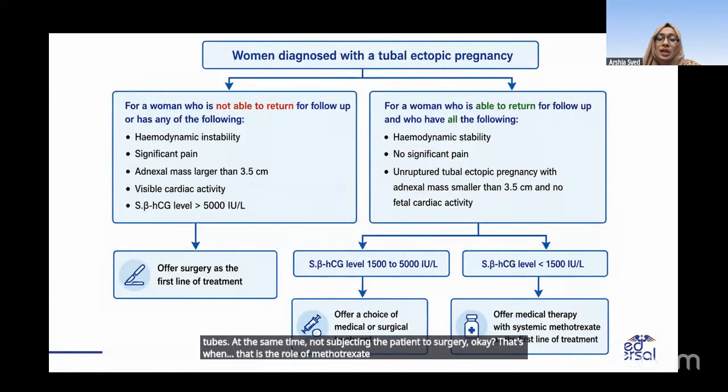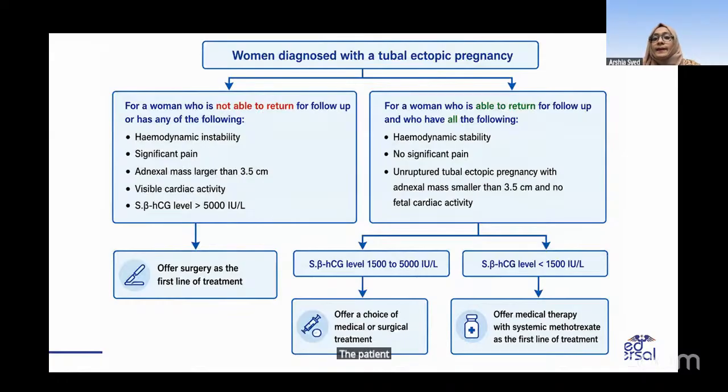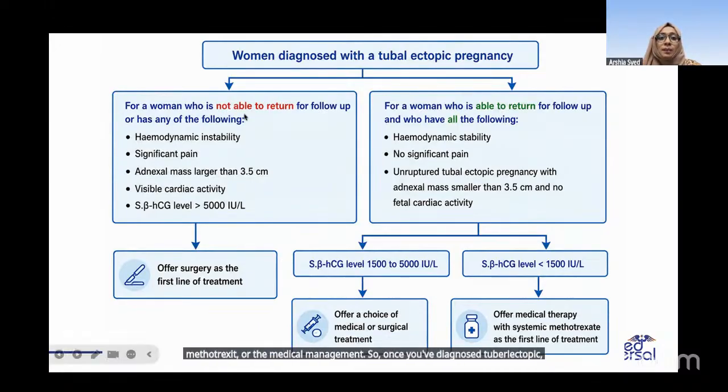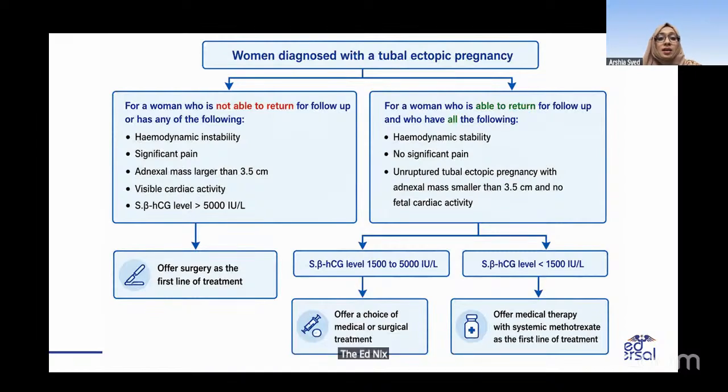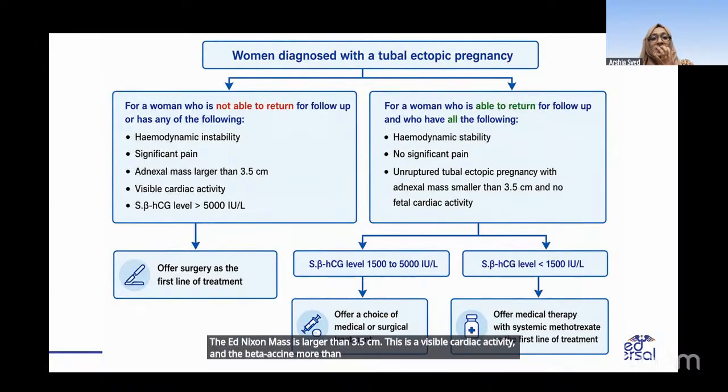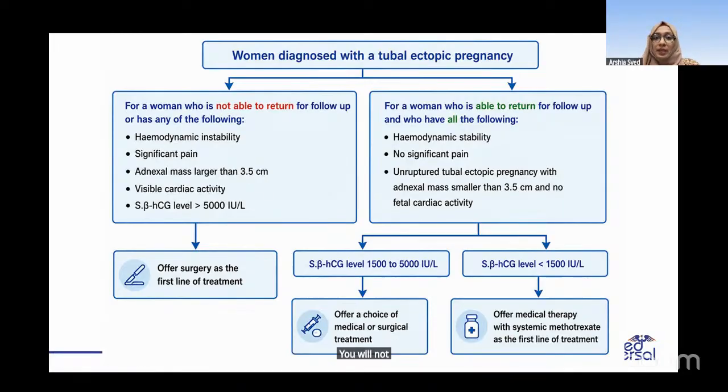So how do you choose the patient for offering her methotrexate or the medical management? Once you've diagnosed tubal ectopic, if the patient is not able to return for follow-up, the patient is hemodynamically unstable, she has significant pain, the adnexal mass is larger than 3.5 centimeter, there's a visible cardiac activity, and the beta HCG more than 5,000, these sort of patients, you will not offer medical management.